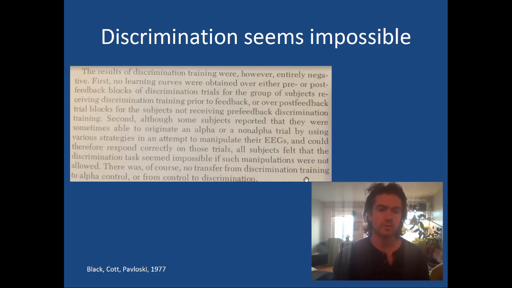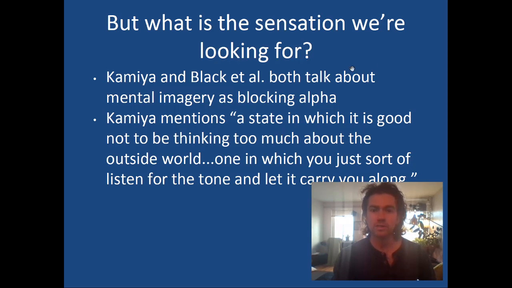But one thing that is interesting to point out is that it does seem like the participants are able to originate an alpha or a non-alpha trial by using various strategies. And this might be somewhat similar to Kamiya telling participants to use mental imagery as a way to block the alpha state. So now it becomes this question of what is the sensation that we're looking for? Both Kamiya and Black et al. talk about mental imagery as blocking alpha. And Kamiya mentions that the alpha state, on the flip side, is a state in which it is good not to be thinking too much about the outside world, one in which you just sort of listen for the tone and let it carry you along.